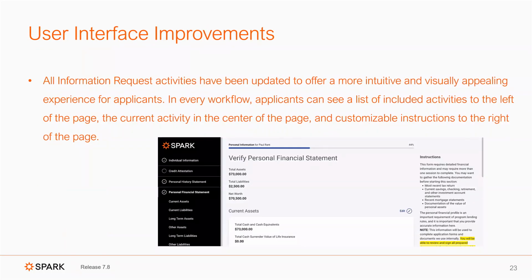So starting out, we've improved just the look of information requests for the applicant. So now on every screen, it's going to be more apparent what deserves their attention at that moment. So within an information request, they'll always see a breakdown of workflows and activities to be completed on the left side of the page. In the middle of the page is going to be the current activity. And then on the right, you've got your instructions, which are customizable.